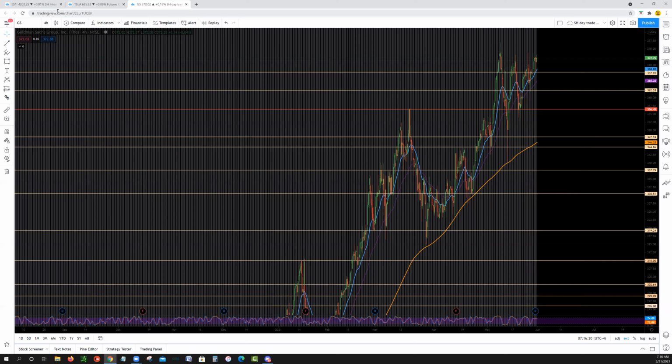Do I prefer trend trading? Yes, but I'm here for all of this because there are tools and strategies to use no matter what the market does. That's the beauty of trading. But Goldman Sachs is above that 367 area.